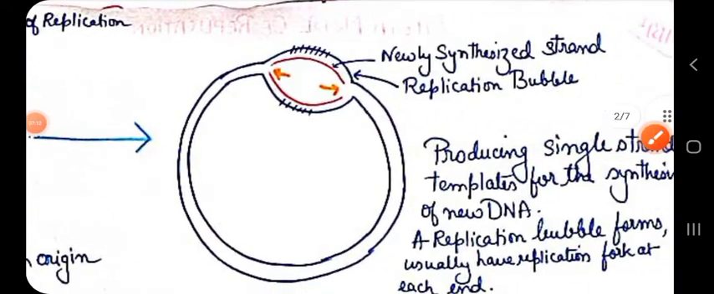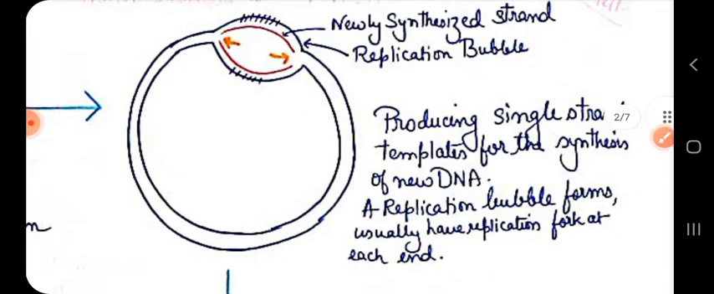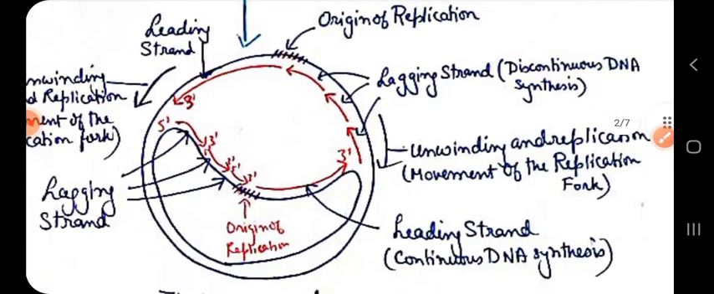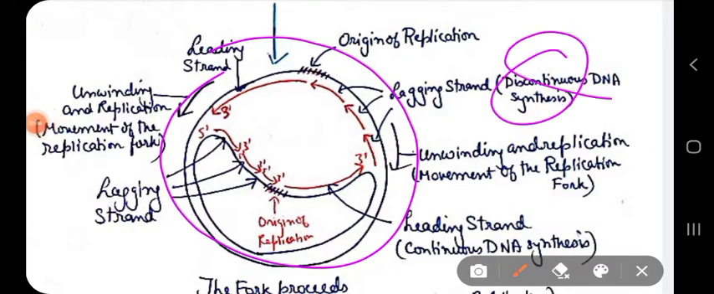Next we can see the newly synthesized strand, as given in red, is being formed, and these are the replication forks which are getting formed, separated by the helicase enzyme, producing single stranded templates for the synthesis of new DNA. A replication bubble is formed, usually with a replication fork at both ends. Now in the next diagram you can see the main one, it looks like the Greek letter theta, just like this.